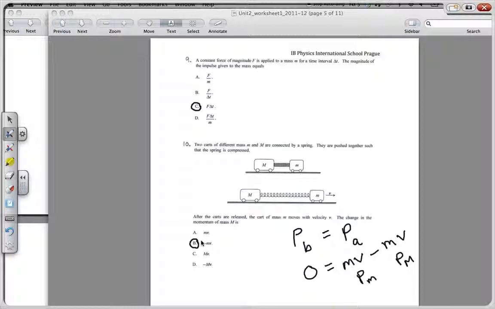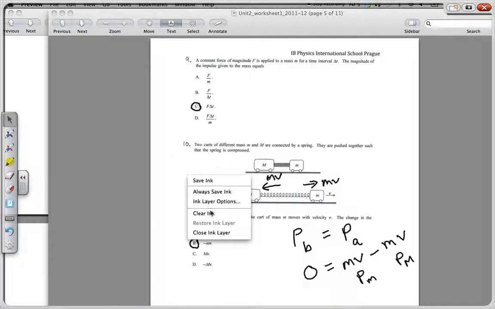We started off with zero momentum. They were stationary, they were just compressed. Let go, and you've got mv going in one direction, so you must have an equal mv going in the other direction. Fine, so there we have that one. Let's go on to the next question.